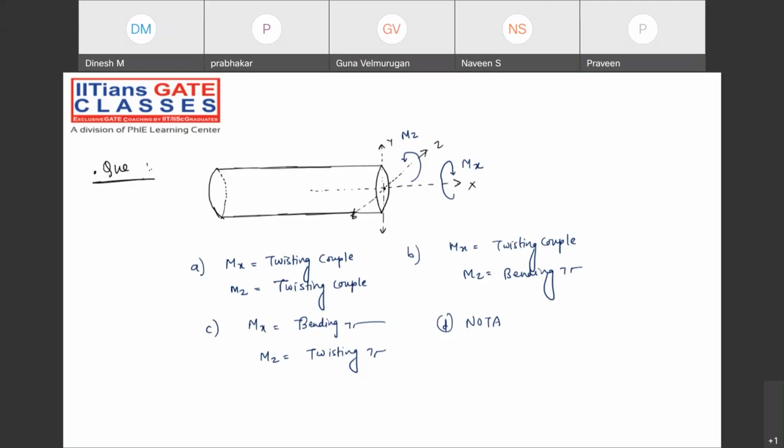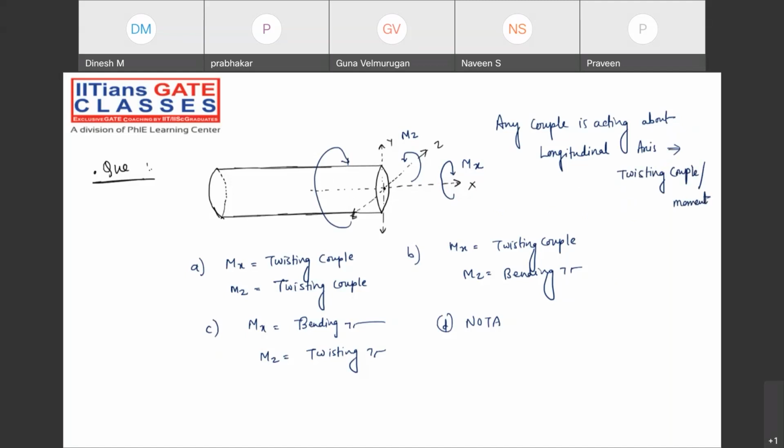Whenever any couple is acting about the longitudinal axis, we say it's a twisting couple. This is my longitudinal axis. Along the longitudinal axis, whenever any moment is acting, it will try to twist this particular shaft, and this is called twisting couple or moment.